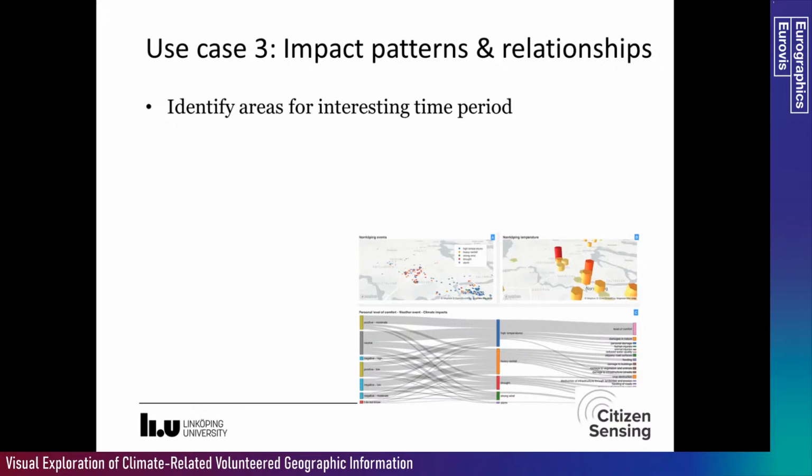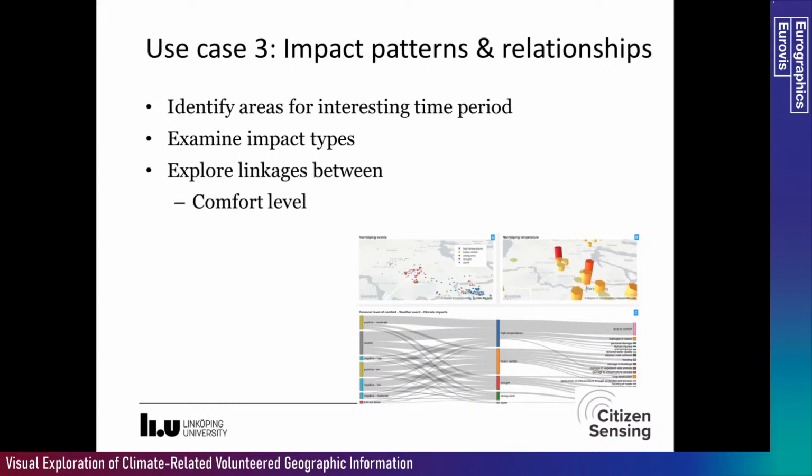Here, specific areas in the city can be identified for the period of an extreme event, such as a heat wave, and then examined in terms of impact types that were reported for this spatio-temporal selection. The Sankey diagram helps in the analysis of such linkages. It shows the distribution of the linkages between the reported personal level of comfort, ranked from low to high during a selected period, the different weather events, such as high temperature, heavy rainfall, drought, strong wind, and storm, and their related impacts.